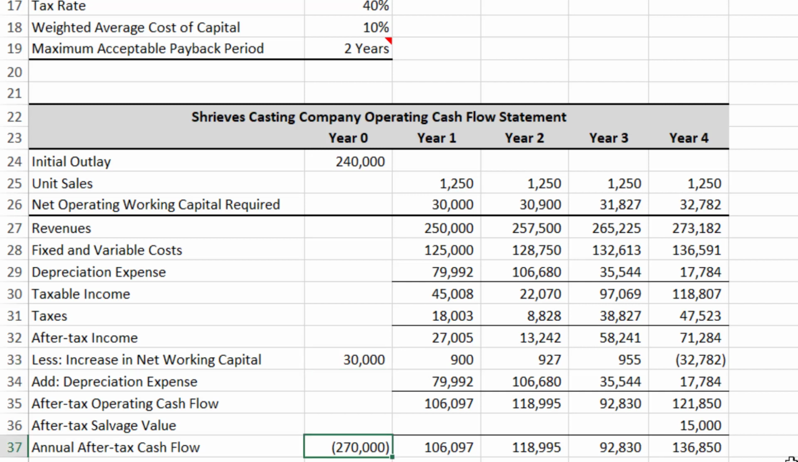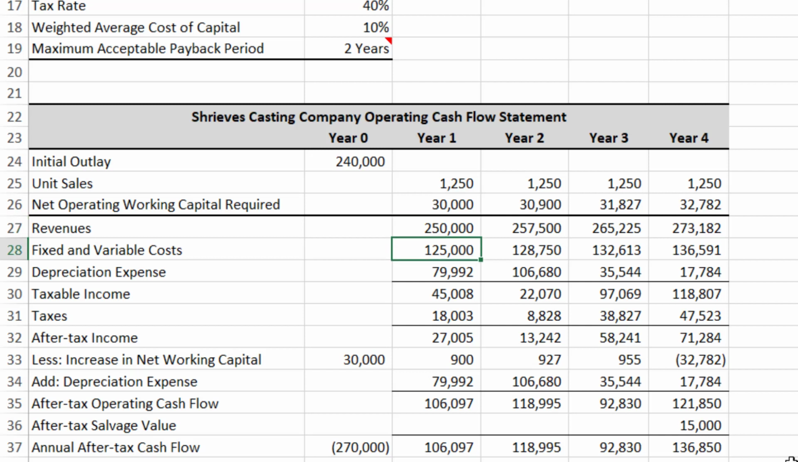So our total initial outlay is the 240, which was 200 plus 10,000 plus 30,000, and then plus another 30,000 in net working capital for a total of 270,000. Now I have it negative here because the Excel functions like to have a negative initial outlay. Then for year 1, I've calculated my revenues. Again, that's simply the unit sales times the price, which was $200 each.